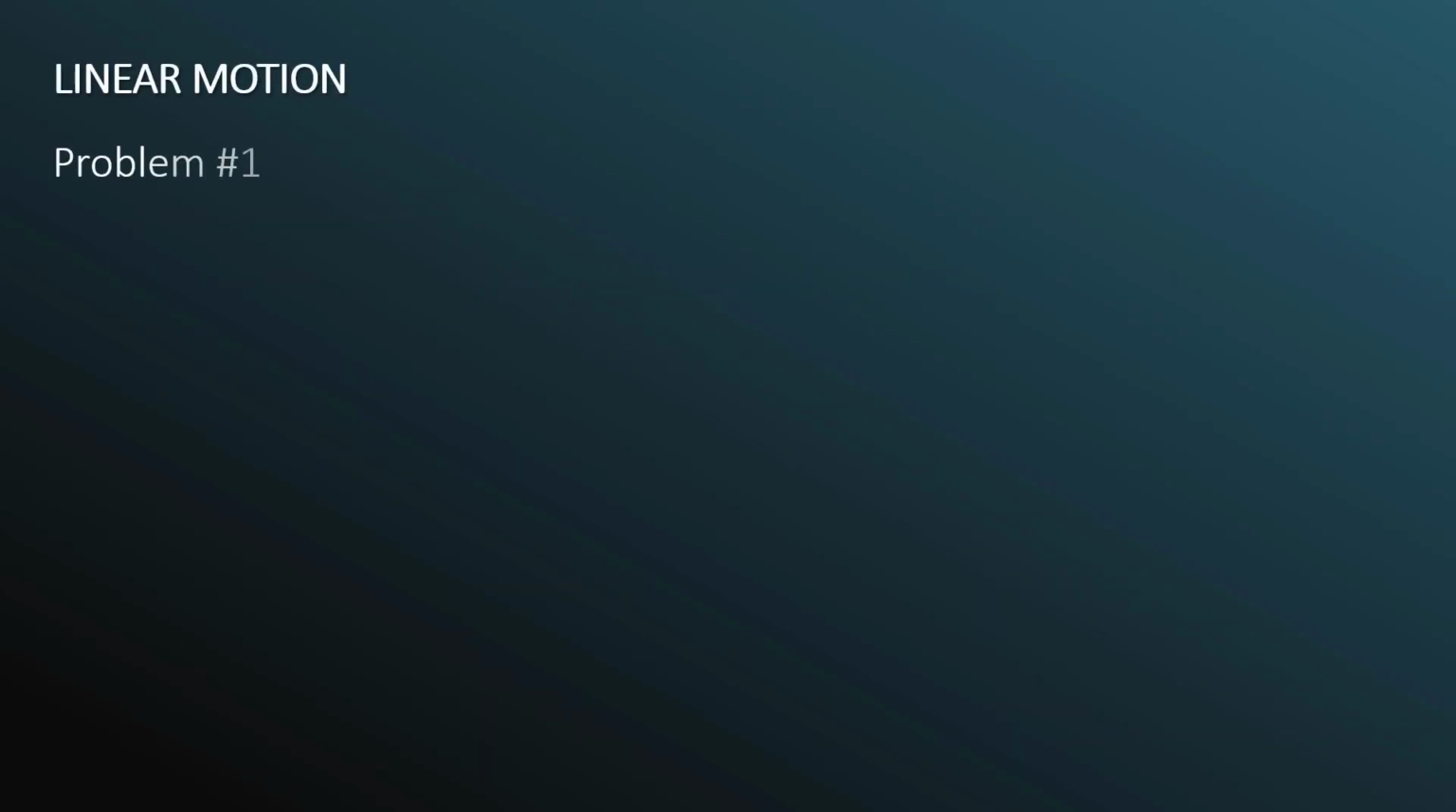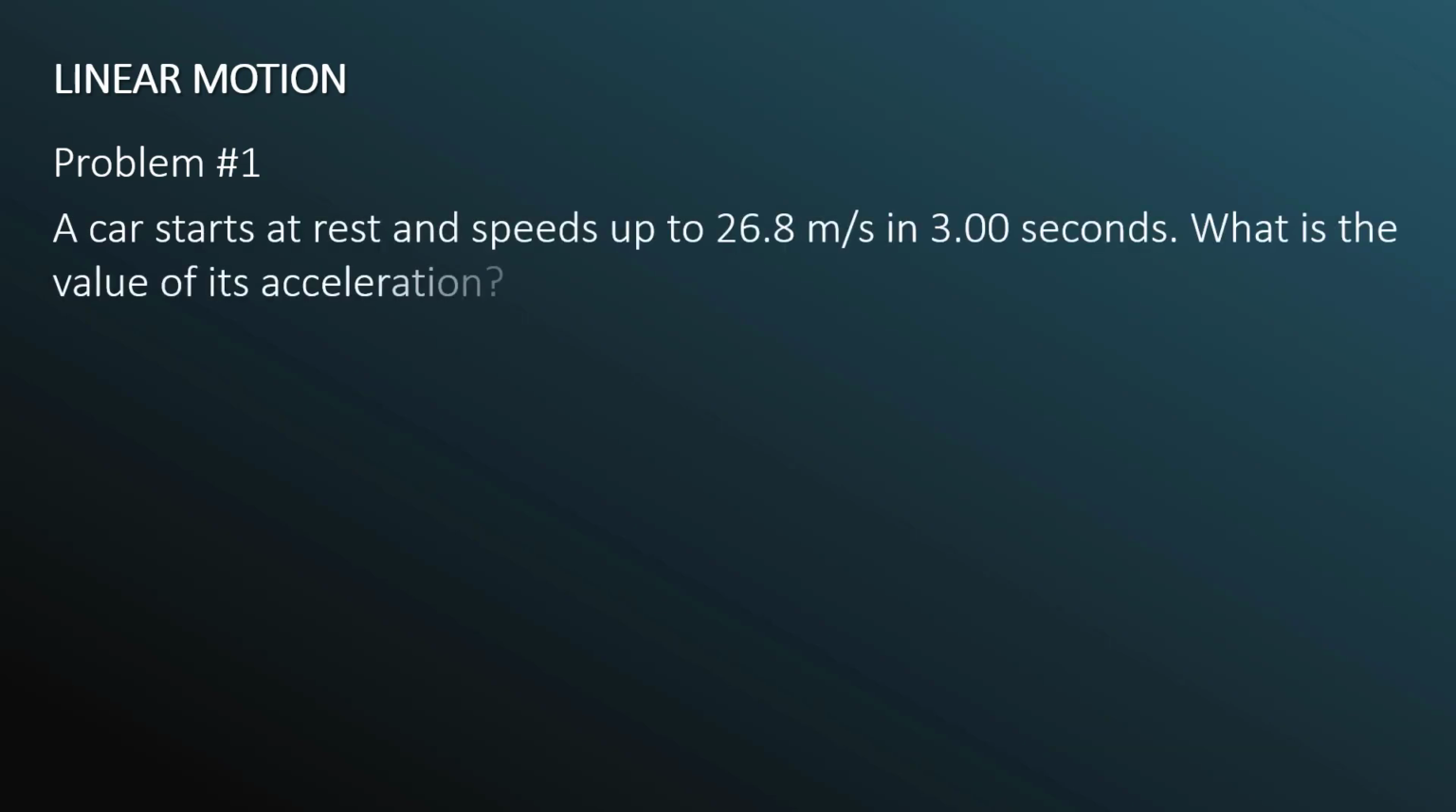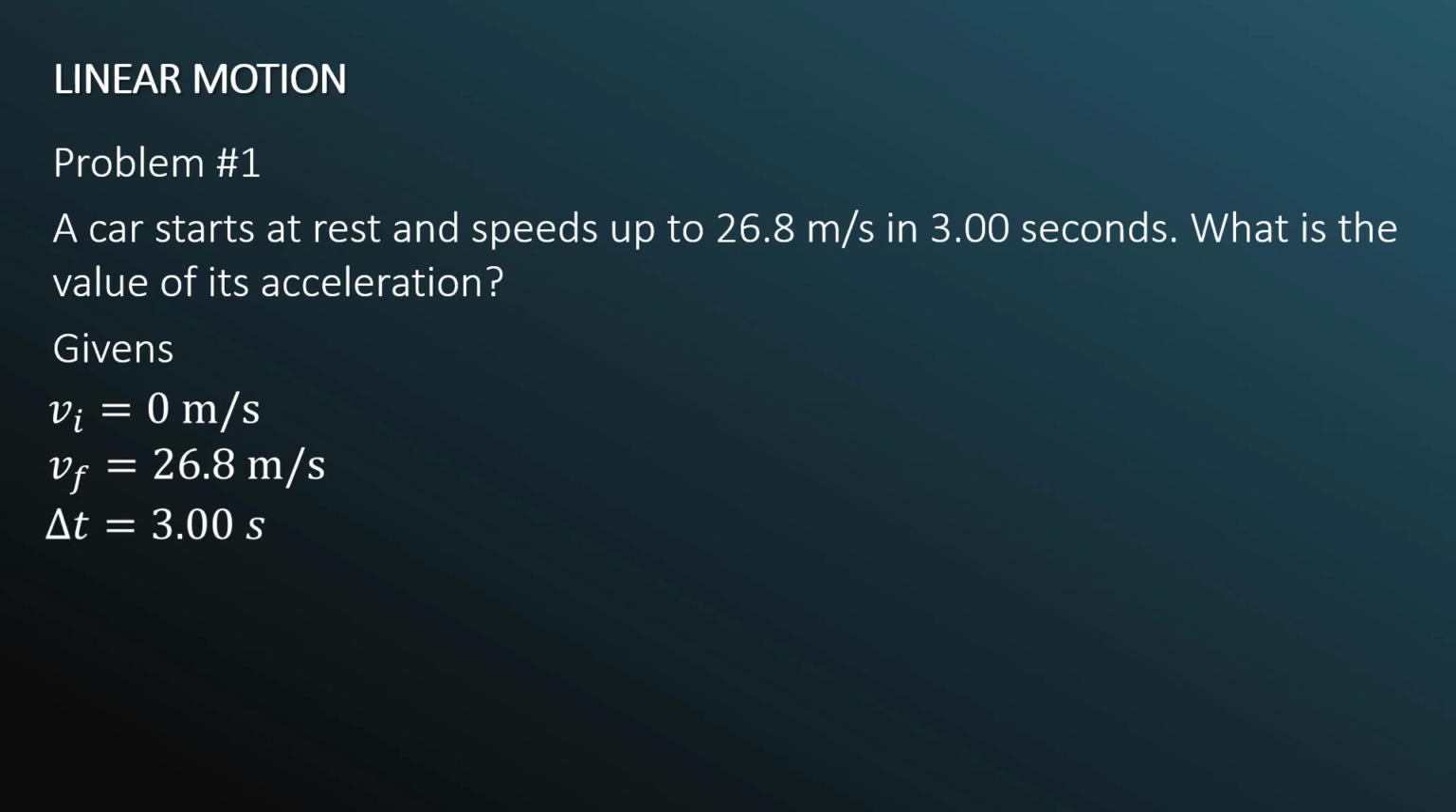Now let's do some examples under the heading of linear motion. So, a car starts at rest and speeds up to 26.8 meters per second in 3 seconds. What is the value of its acceleration? Well, we need to write down the givens. It starts at rest, so we know the initial speed is 0 meters per second. We know its final speed is 26.8 meters per second. And we know the time interval taken to change from 0 to 26.8 meters per second is given as 3 seconds. So what is the acceleration?